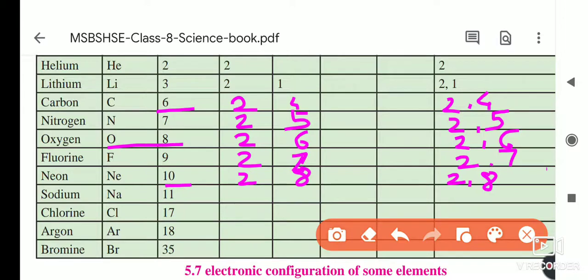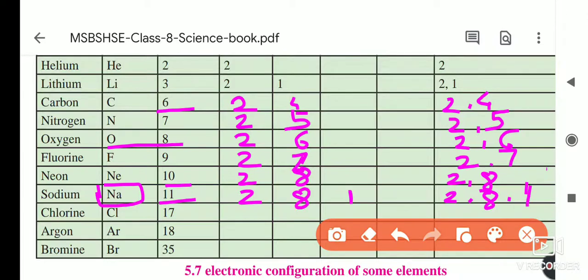So next we will see sodium. What is its atomic number? 11. And its symbol is Na, sodium. So sodium Na, atomic number is 11. So how many go in the first orbit? 2. The second orbit's capacity is 8. So 8 will remain constant here. After 8 it will not increase. The capacity of the second shell will not increase beyond 8, because its capacity is that much only. So sodium has 2, 8, and the remaining 1 enters the next orbit, that is the M orbit. So the electronic configuration is 2, 8 and 1.